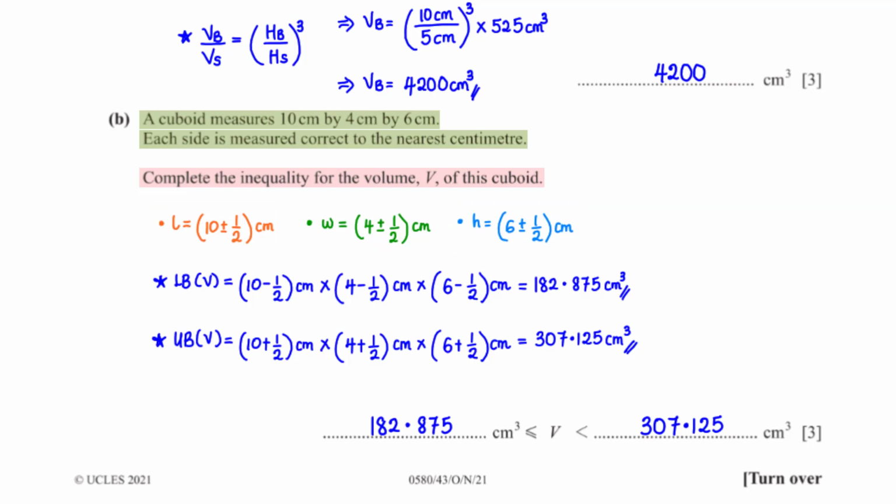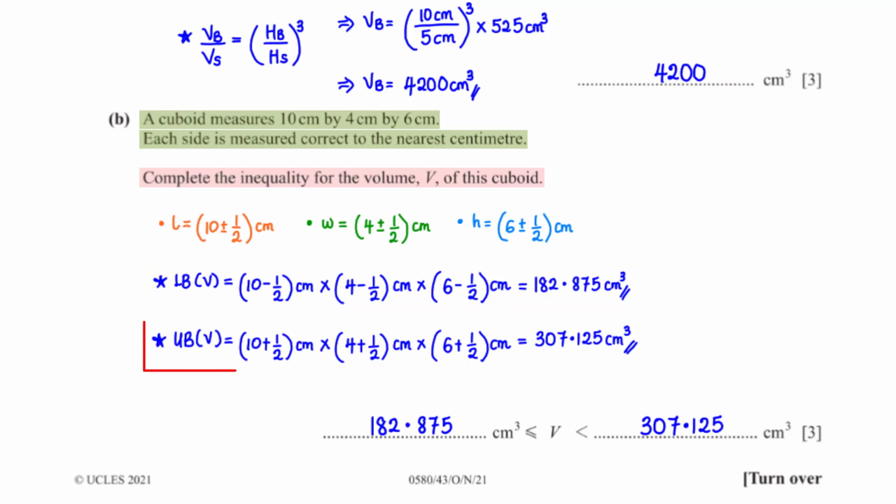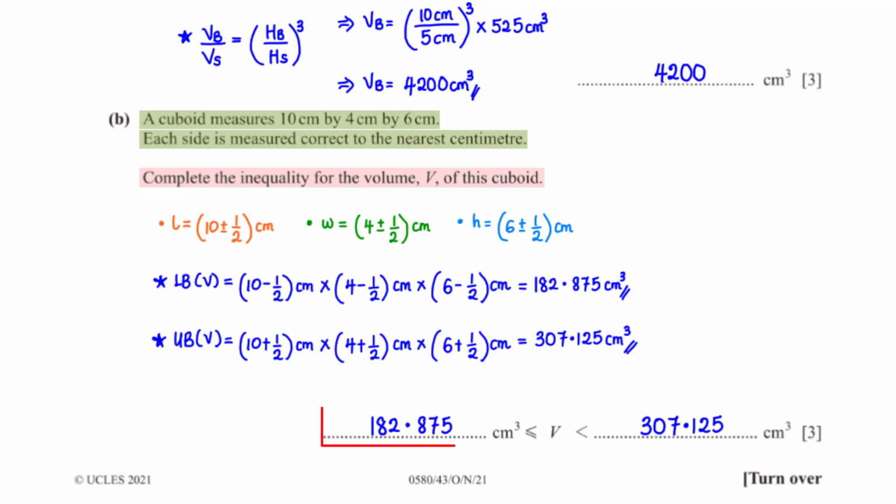And so for the lower bound of the volume, this is what we have, and this is equal to 182.875 cm cubed. Then for the upper bound of the volume, this is what we have, and this is equal to 307.125 cm cubed.